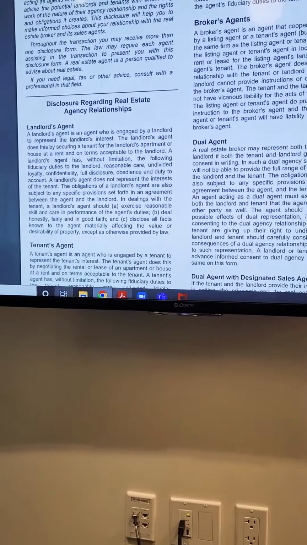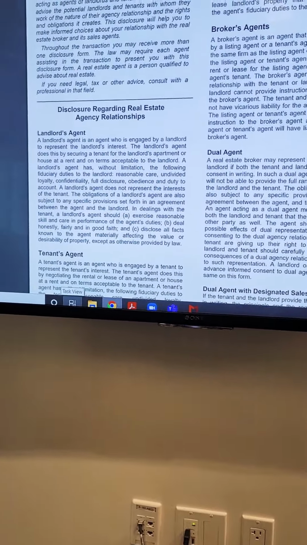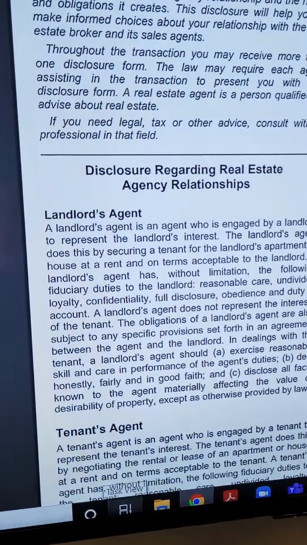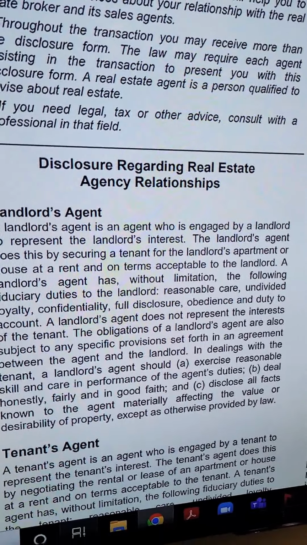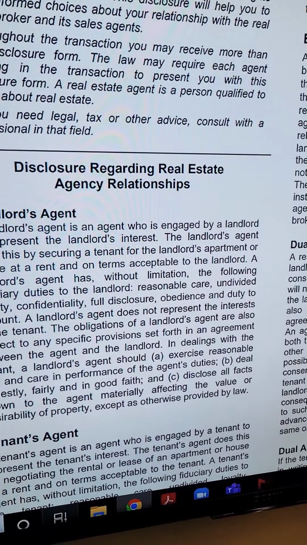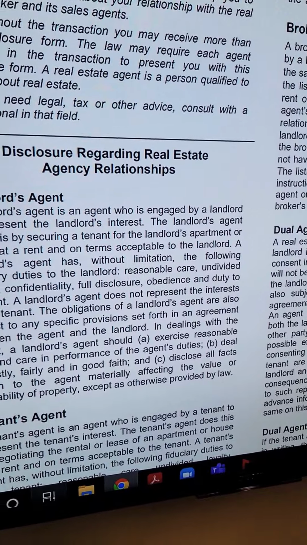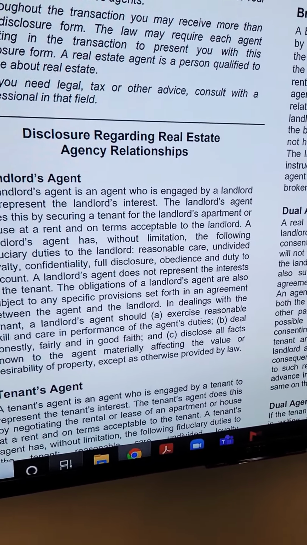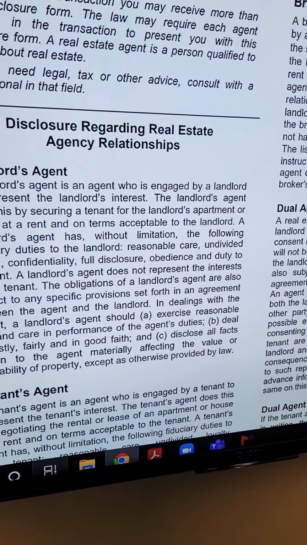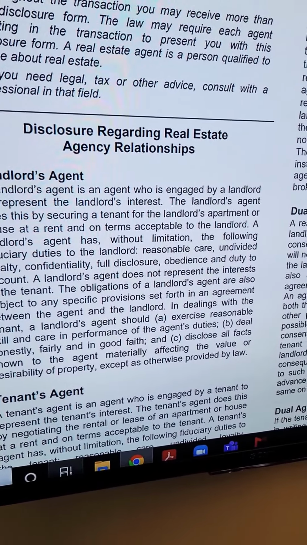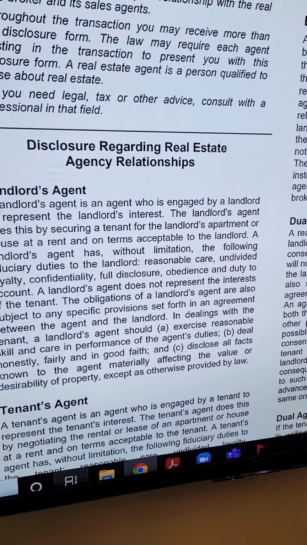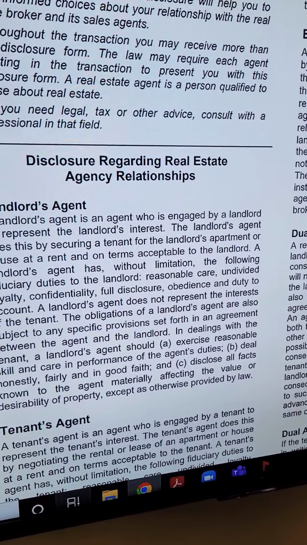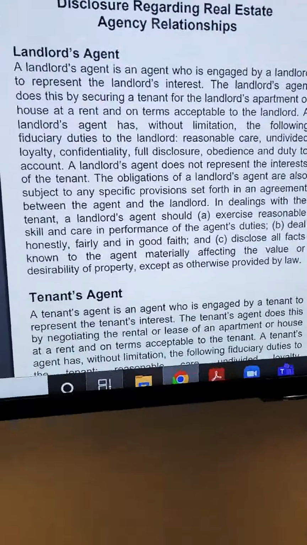Let's look at the landlord's agent first. If we're looking at a landlord's agent, this is a person who is engaged by the landlord to represent their interests in a rental transaction. They're going to have fiduciary responsibilities to that landlord. Now, if they're going to do a direct deal with you and you don't have a real estate agent by your side, they are going to exercise reasonable care in performance of their duties. They're going to disclose the facts and deal honestly and fairly. But at the end of the day, they are to represent the landlord's interests.